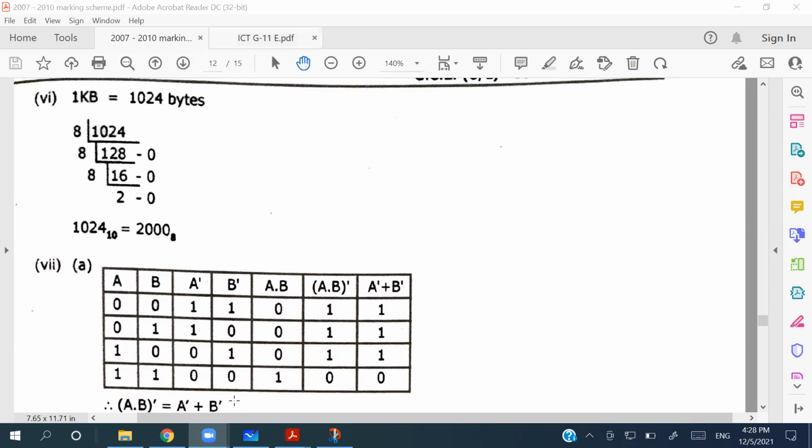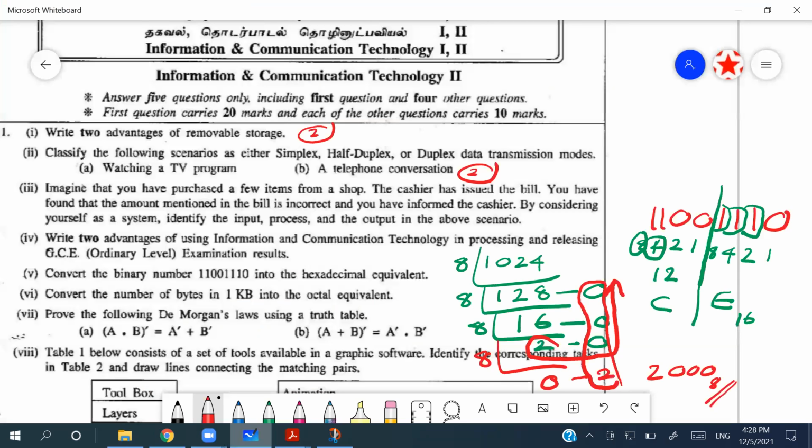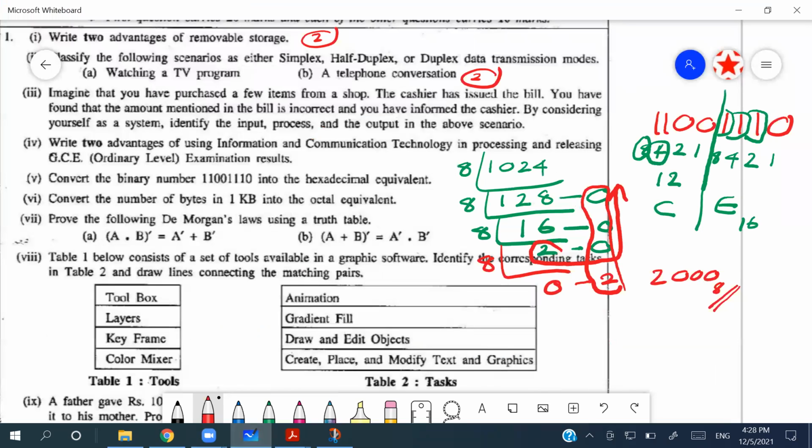Right. Moving to the 7th one. Prove the following De Morgan laws using a truth table. Now, De Morgan laws are something out of syllabus, right? But if they have given something like this, you can prove it using the truth table. How are we going to prove it?